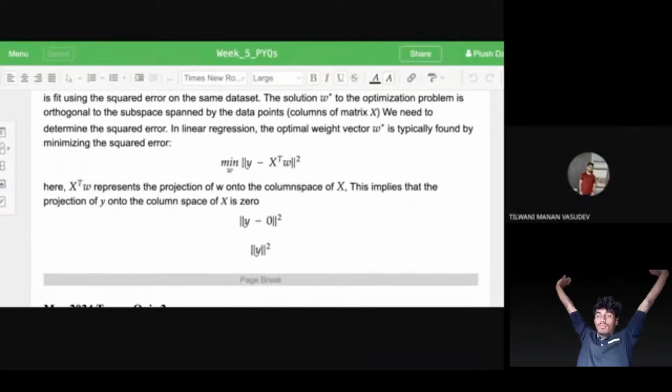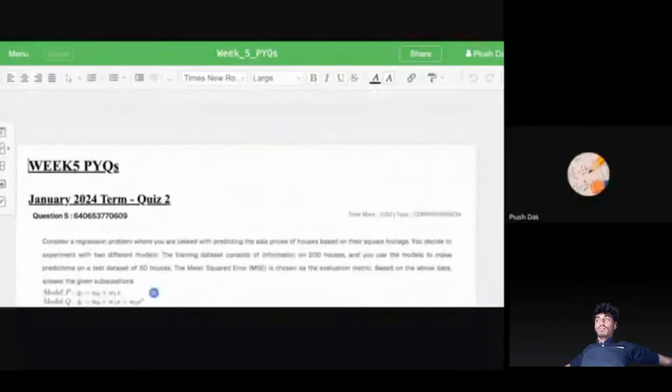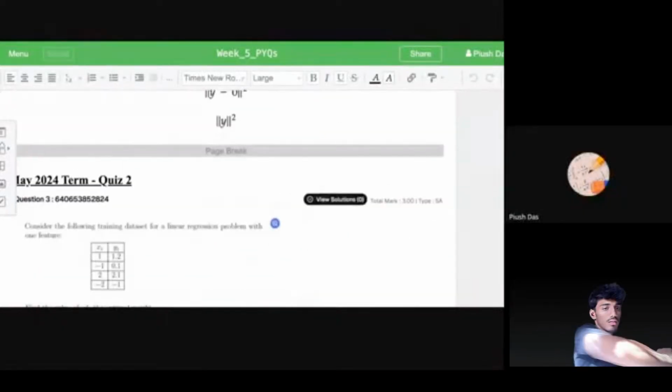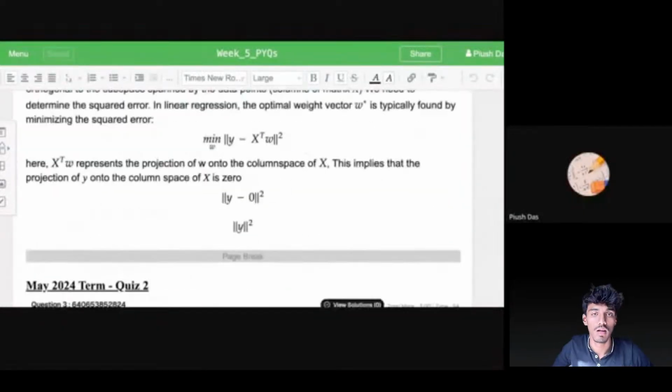Okay, so we have solved the question from the January 2024 term. Now we'll go to the May 2024 term quiz 2. Sir, this is option C, right? Yes, this is option C.